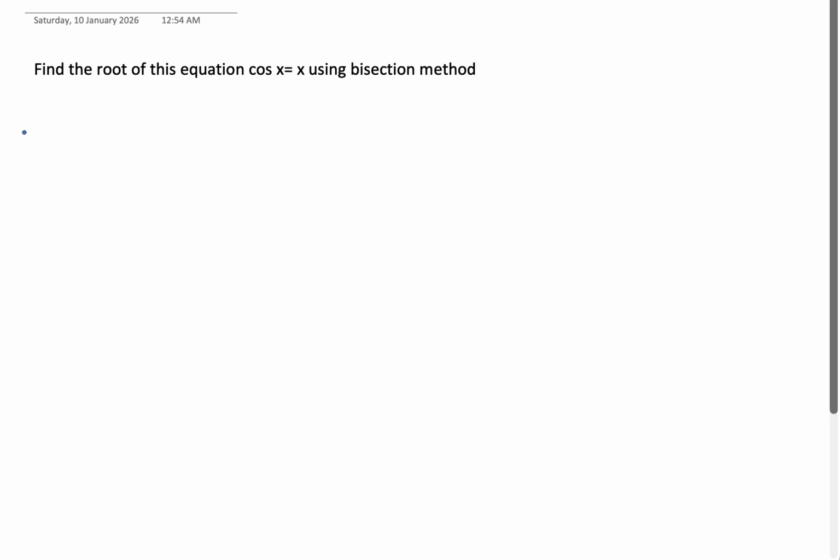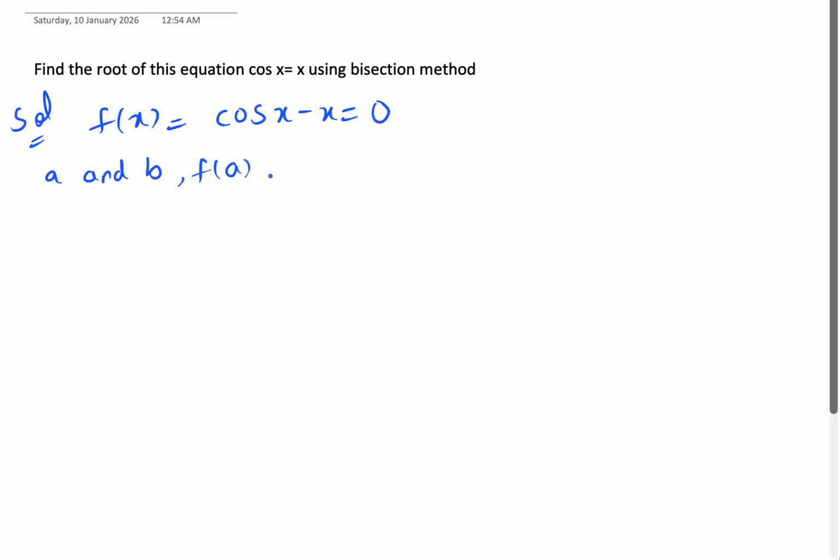So in this question we have to find the root of this equation. So let's try to find out the solution. f(x) we are given, we can take the x to the left hand side. It will be cos x minus x equals 0. So firstly we need to find two values a and b for which f(a) and f(b) both have different signs.